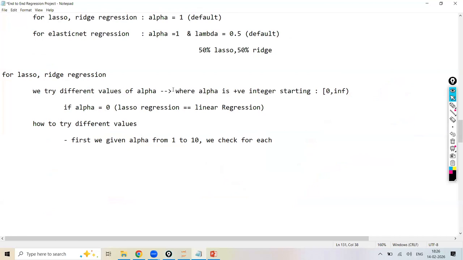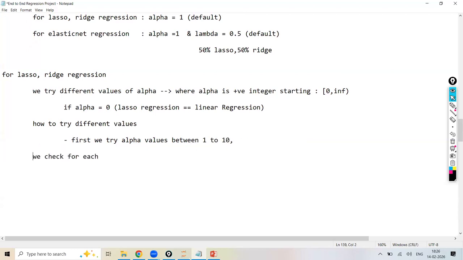Now, what are the different types of alpha values? Alpha values range from 0 to infinity and are positive. Where alpha is initially 0, that is equal to linear regression. Now we are going to try different values of alpha. How do we know which is the best alpha value? First we can try alpha values between 1 to 10.